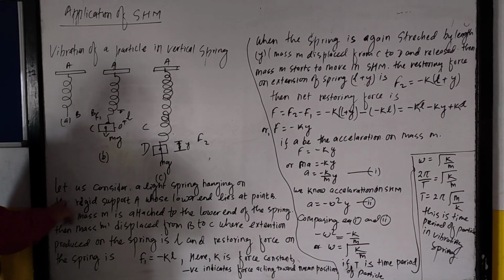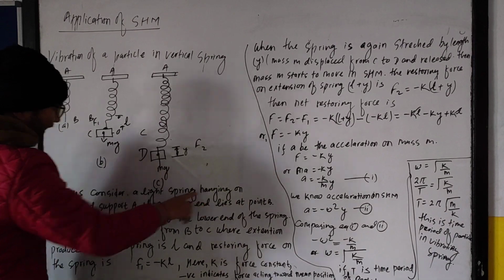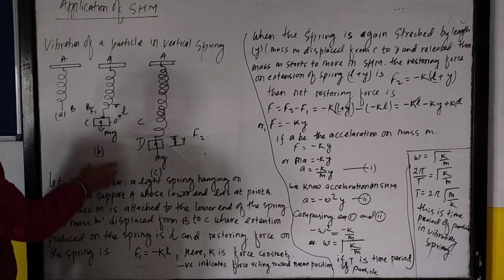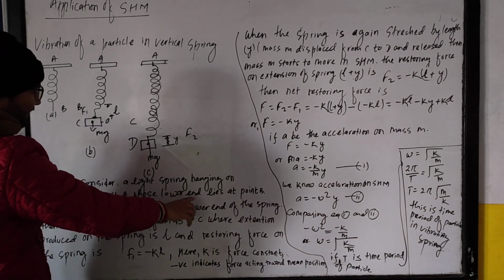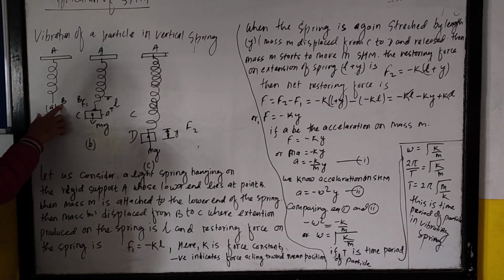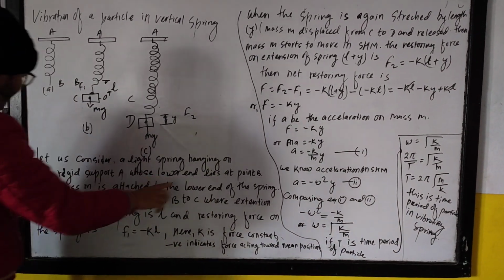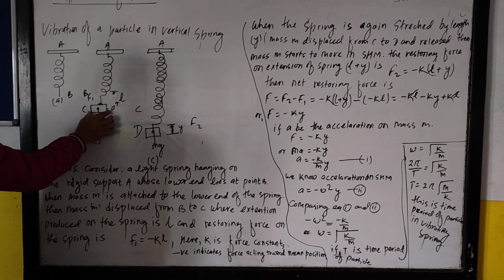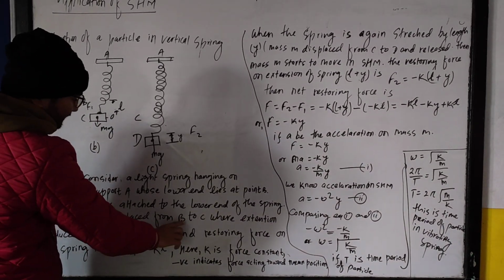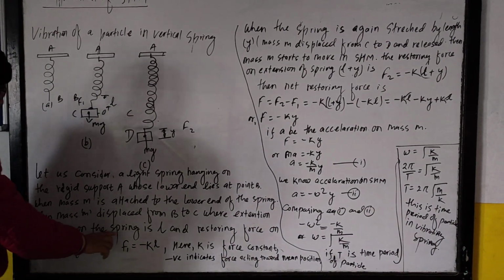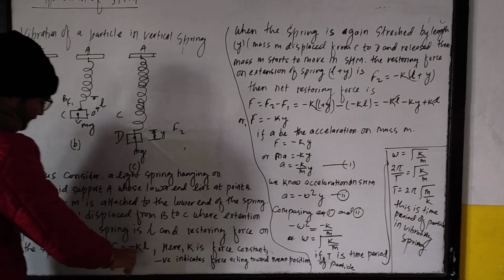Let's get started. Let us consider a light spring hanging on the rigid support A, whose lower end lies at a point B. When the mass M is attached to the lower end of the spring, the mass is displaced from B to C, where the extension produced in the spring is L and the restoring force on the spring is F1 equal to minus KL.